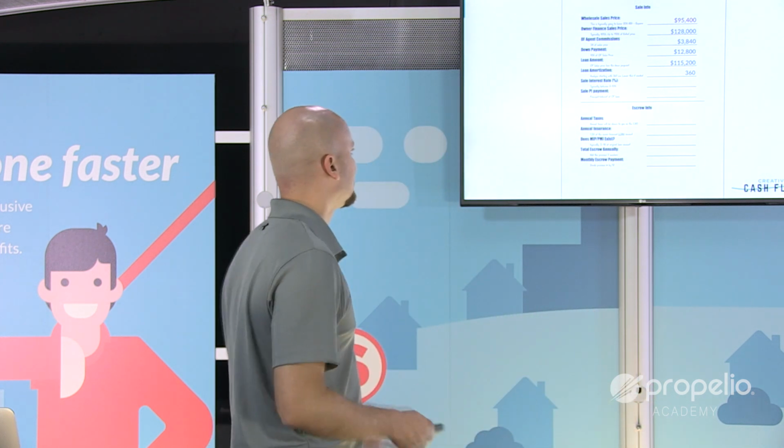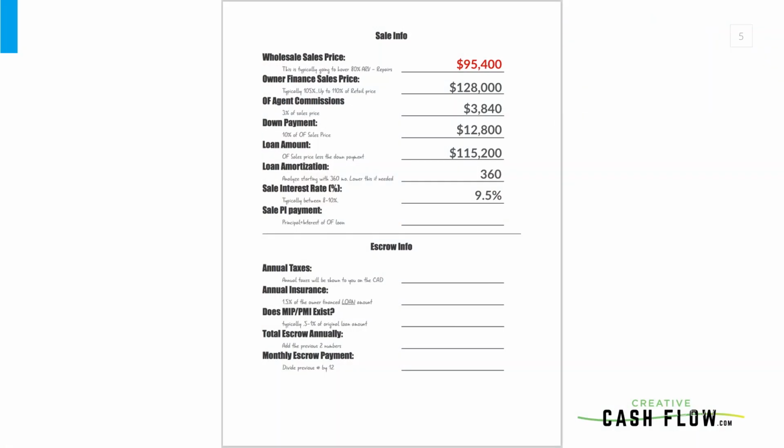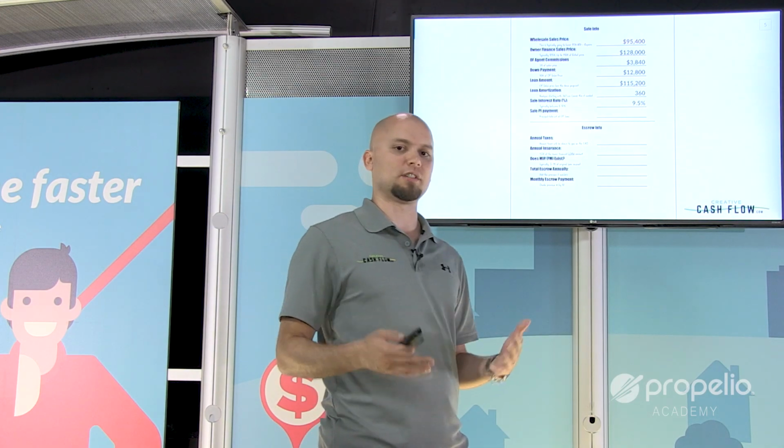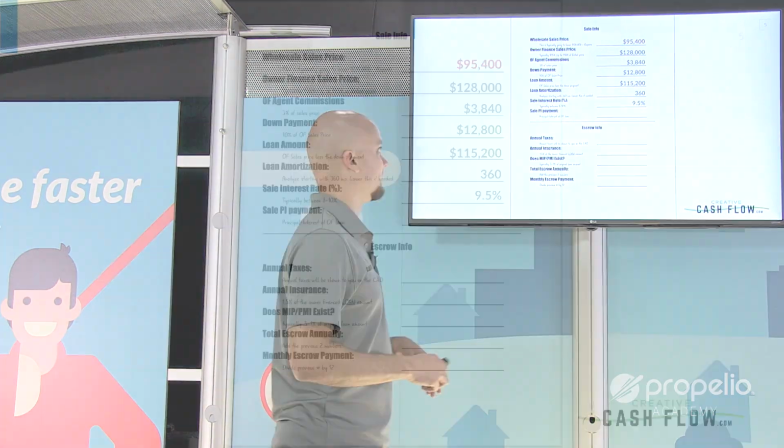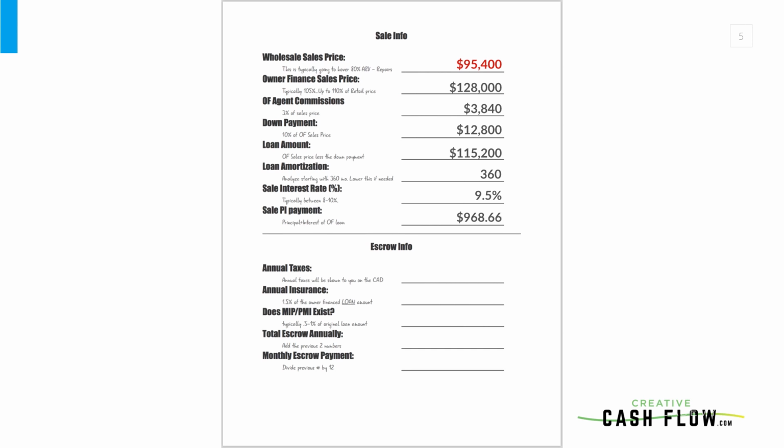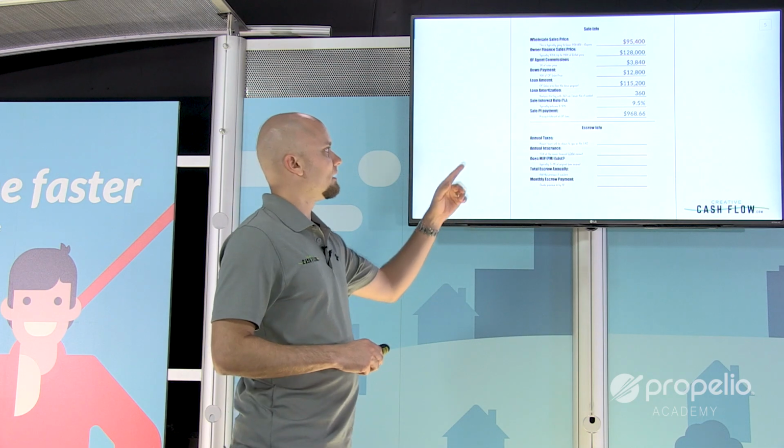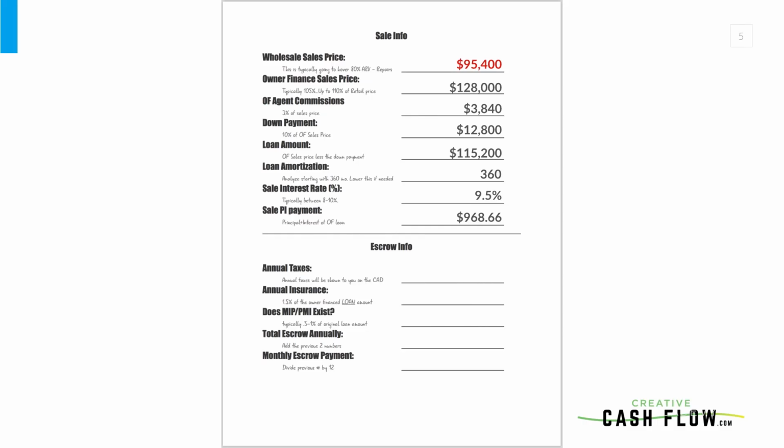We invest. Our sales interest rate, the going rate, is 9.5%, but it's typically going to be anywhere between 8 and 10. So just stick with a number there, but I always use 9.5 because that's what I know I'm going to get from my buyers. And the sale principal and interest payment, again, use your 10B2 calculator. In this case, we've got a payment of $968.66. So that's our sales side.